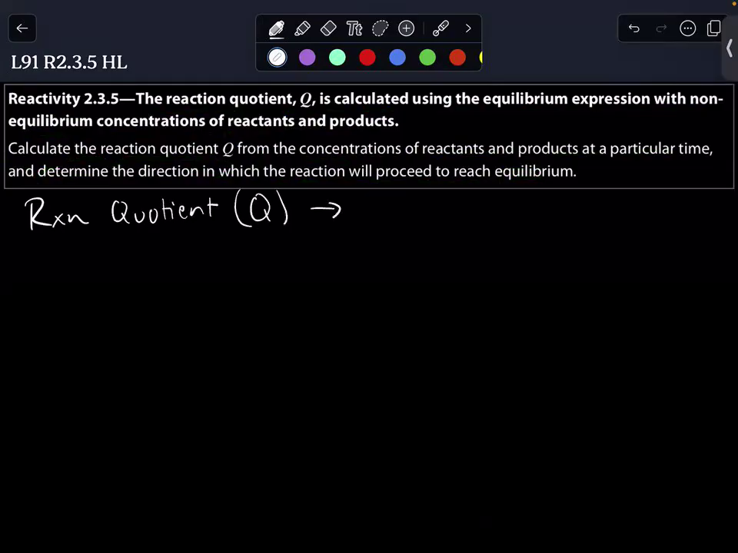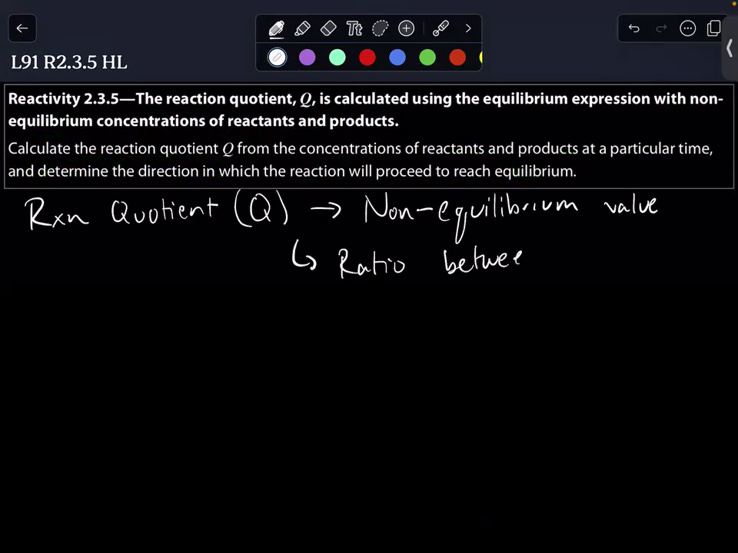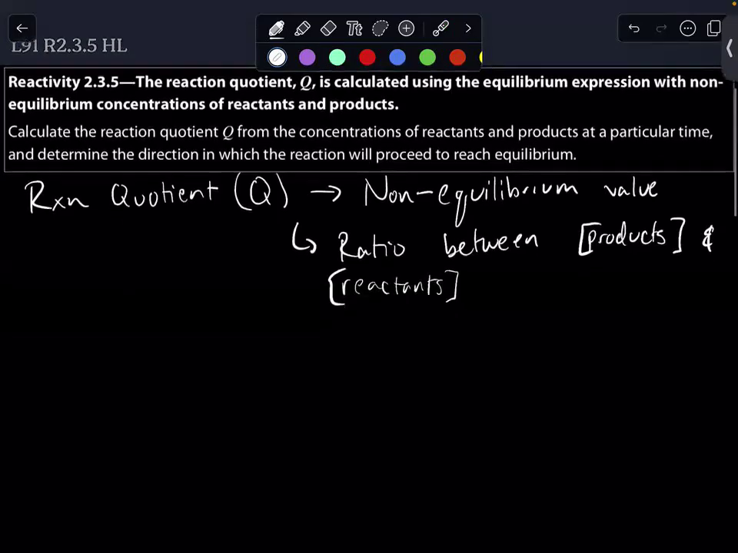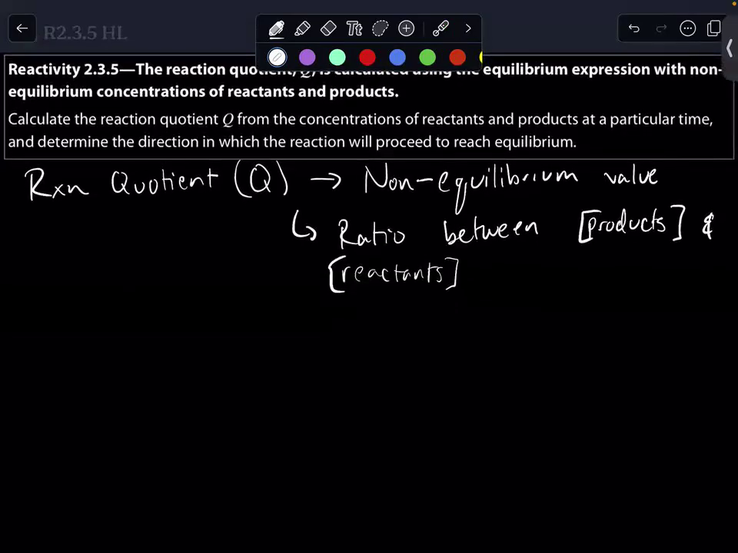So as stated in the beginning, very importantly, this is a non-equilibrium value. So we use Q anytime we're not at equilibrium. And what it is is a ratio between the concentration of products and the concentration of reactants. Now, this may sound very similar to another ratio between concentrations of products and reactants, such as the equilibrium constant, which is actually what we use it for.